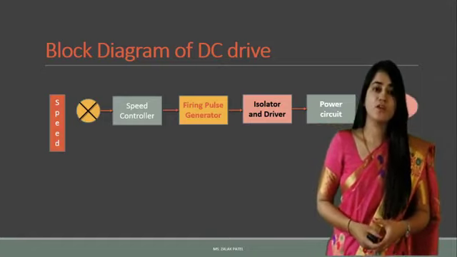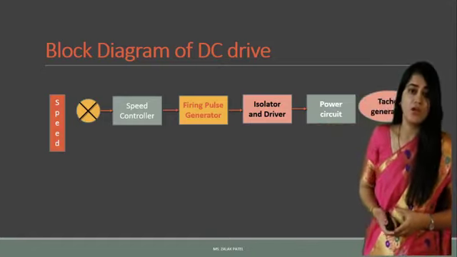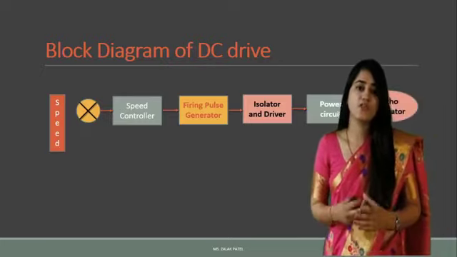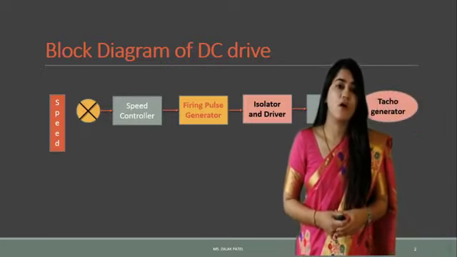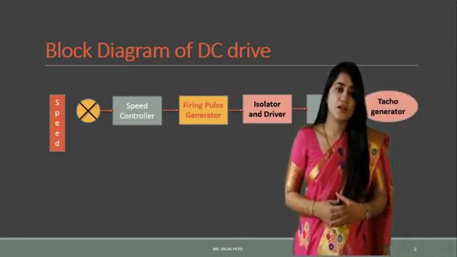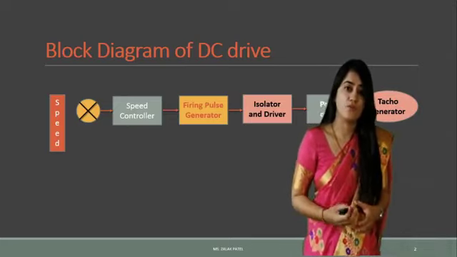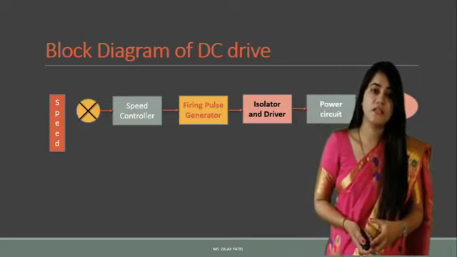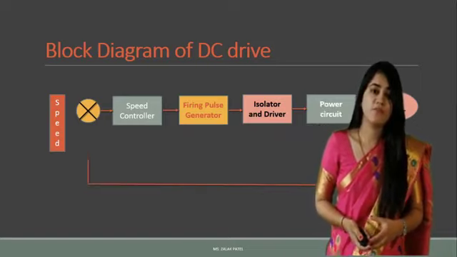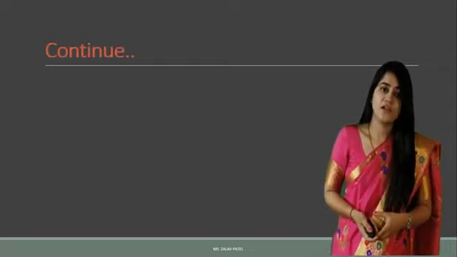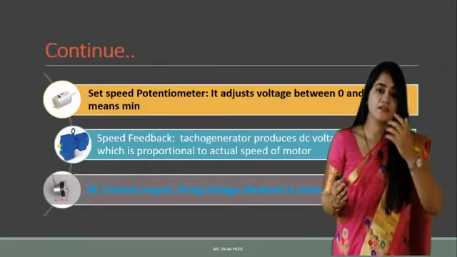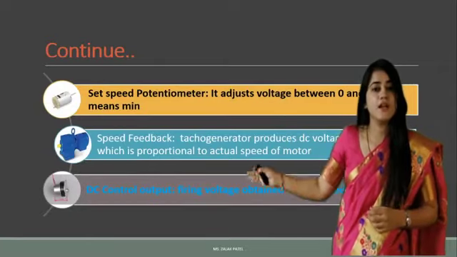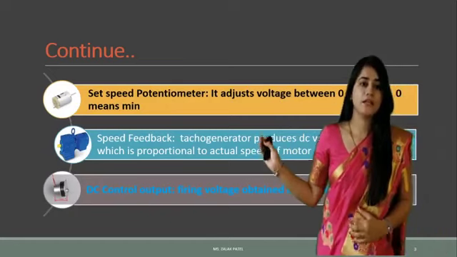Next, it is given to the tacho generator also. Here we will discuss the function of the tacho generator, the isolator circuit and the firing generator. The role of each part will be seen in the next slide. Here the feedback path is provided to get better reliability of the circuit.